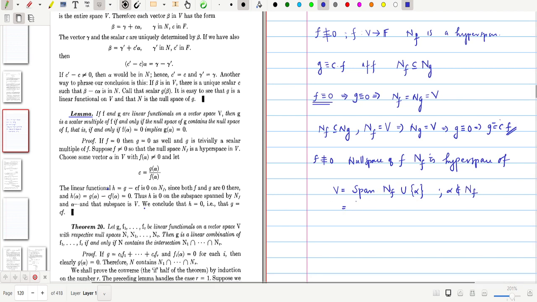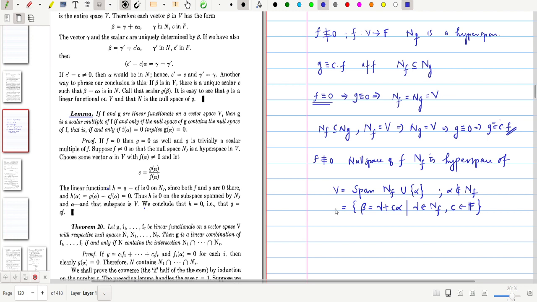That means the set of all elements beta of the form beta equals gamma plus c alpha, such that gamma is an element of Nf and c belongs to the corresponding field. So this is the implication of a non-zero linear functional, and we will prove that g is equal to cf identically if and only if Nf is contained in Ng. Okay, so first you assume Nf is contained in Ng. We will prove that g is identically equal to cf.